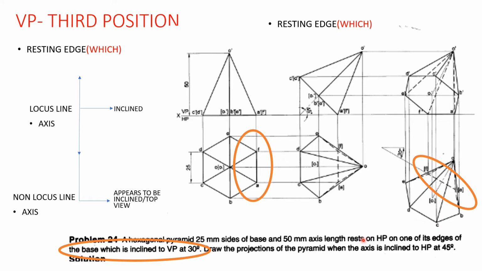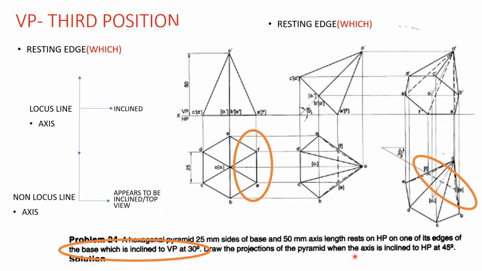Write it down. When it is solids, you write HP, VP. When you start reading here, they say hexagonal pyramid, side 50, axis rests on one of its edges. So first one, HP, it is on edge. The base which is inclined to VP, you don't know how to take up that one. You write VP 30 degrees, that is in the third position. Draw the projection of the pyramid when the axis is inclined to the HP at 45 degrees.